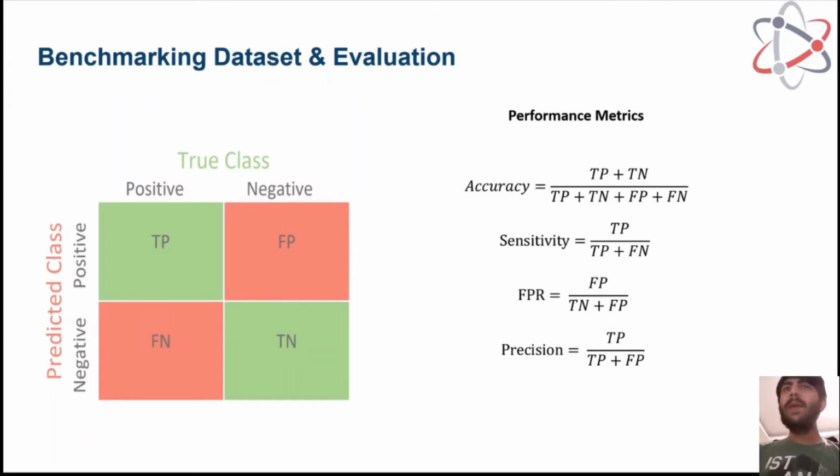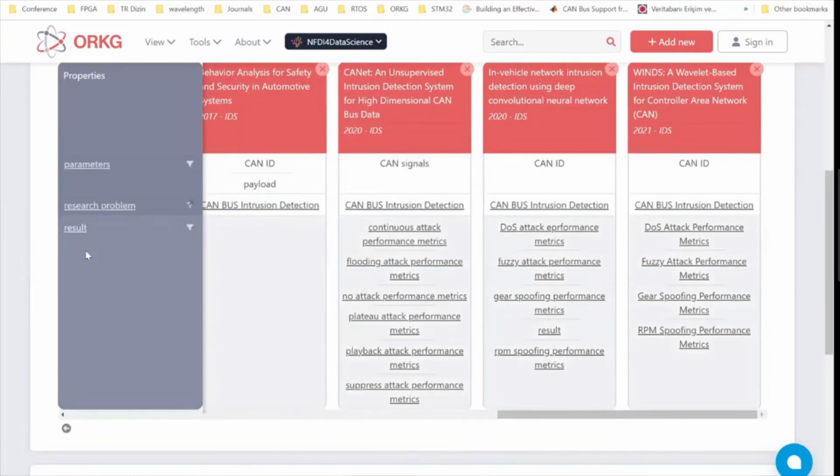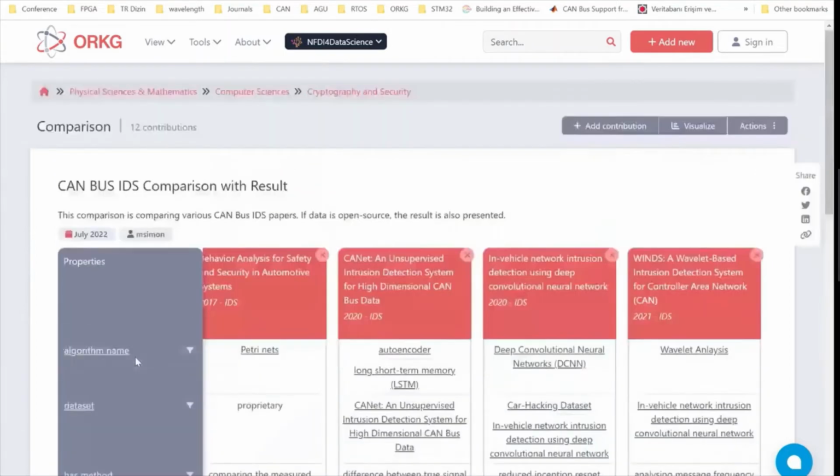I will give some examples of how the Open Research Knowledge Graph makes things easy for comparing research on security. This is the first comparison. It compares CAN bus intrusion detection papers, and it has 12 contributions. The comparison provides information about which method is applied on which data set by using which parameters. It also presents the results for the intrusion detection system.